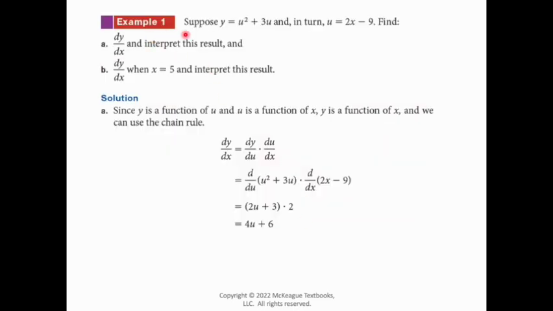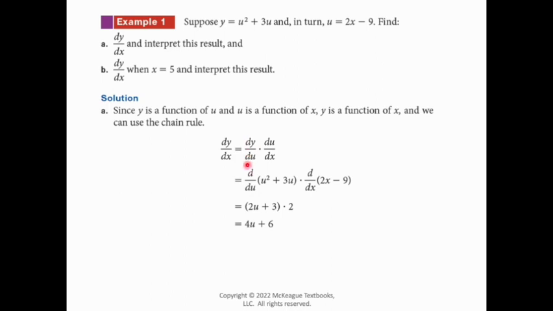So looking at example 1, we have two functions here. We have y with respect to u, and then we have u with respect to x. So if I want to take the derivative of y with respect to x, I need to use the chain rule. So I'm going to take the derivative of y with respect to u and then multiply it by the derivative of u with respect to x.